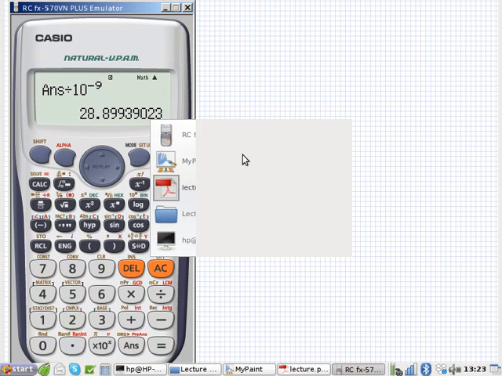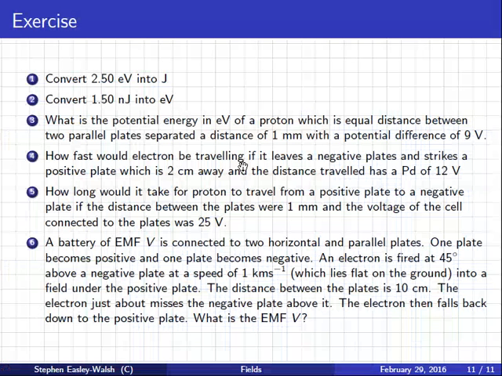Next one. What number was that? That was number 4. Now number 5. No, that was number 5. Oh, I skipped number 4. Okay, so now number 4. How fast will an electron be travelling if it leaves the negative plate and strikes a positive plate, which is 2 centimeters away, and the potential difference is 12 volts? So the kinetic energy. It's the same as what I did in number 5. So will I just skip it? Yeah. We'll look at number 6.